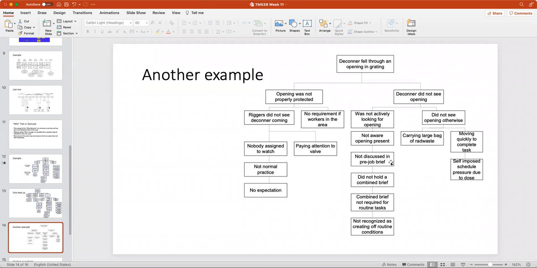So pre-job briefs, plan of the day, these kind of terms. Those are really important in a lot of these industries where you go through and actually identify the specific hazards in an area and make sure everybody knows.